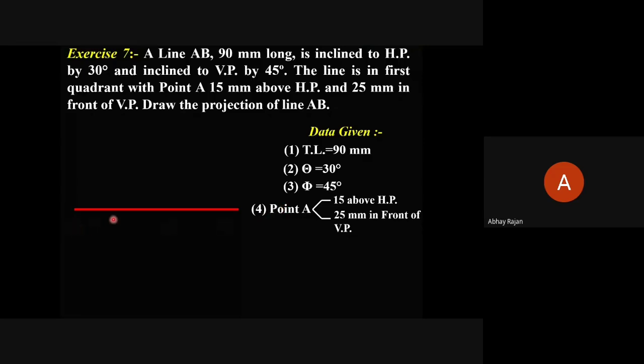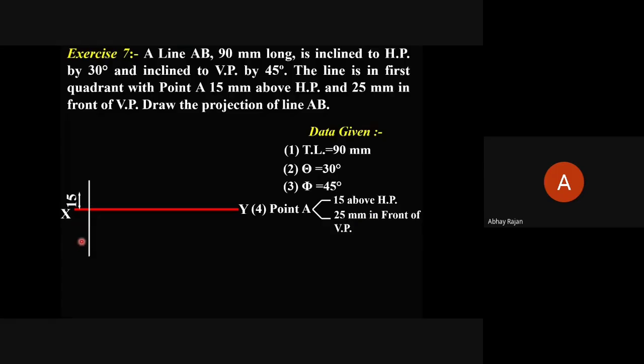Initially you will draw a parallel line and name it the xy line. Then you can locate one point. A line is nothing but the shortest distance connecting two points. One of the end points is given for you: for line AB, point A is given. Your job is to locate point B as well as project it. Point A is 15 mm above HP, which means 15 mm above the XY line, and 25 mm in front of VP means 25 mm below the XY line, and you are going to plot that.